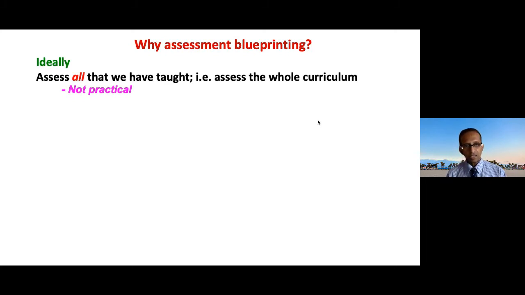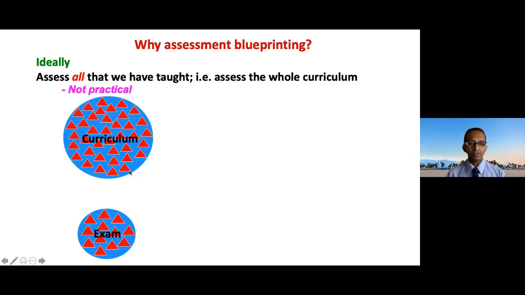Now, to understand how blueprinting addresses this, let's look at the problem. The problem is we have a large curriculum and a small exam, right? All that is there in this curriculum, we cannot stuff into the exam. Only a few items. If the curriculum items are these red triangles, only a few of these can be included in the exam. So how are we going to select the few that can be included in the exam?